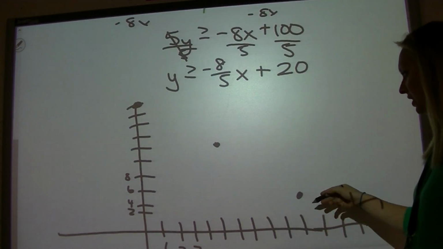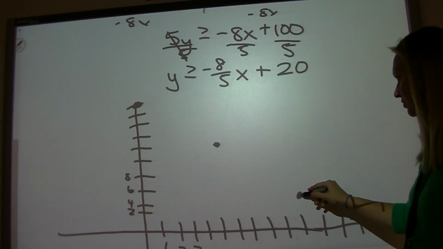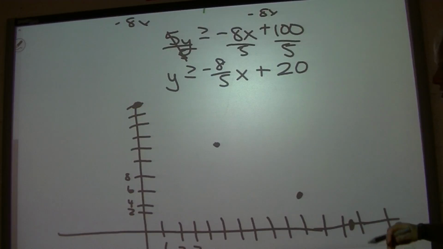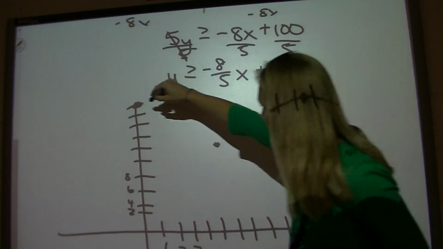Down 8 over 5. Now I don't want to go into negatives, so I'm just going to go down 4 and over 2.5. Which, yes, I can do because negative 8 over 5 is the same as negative 4 over 2.5. It's the same proportion. And then I can draw my line.